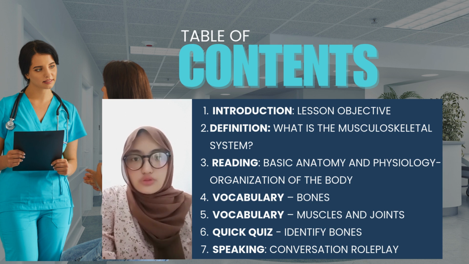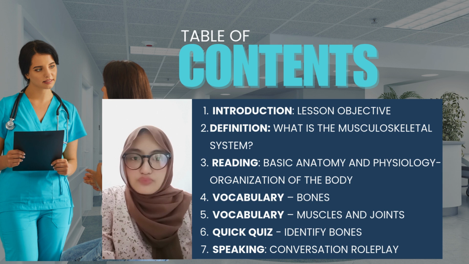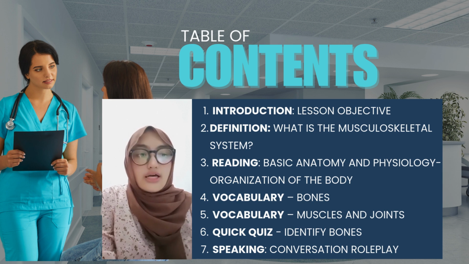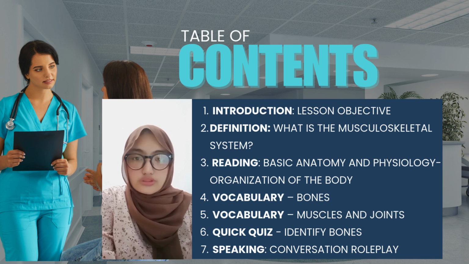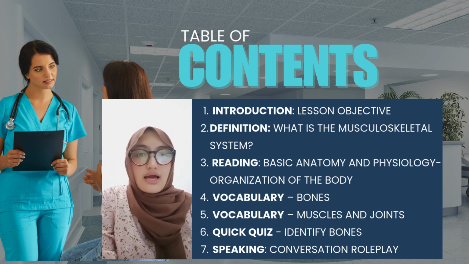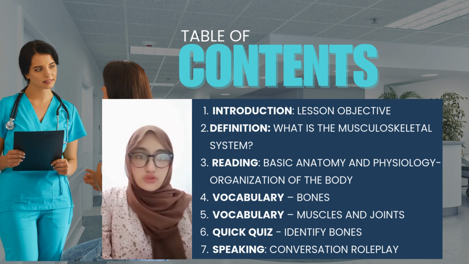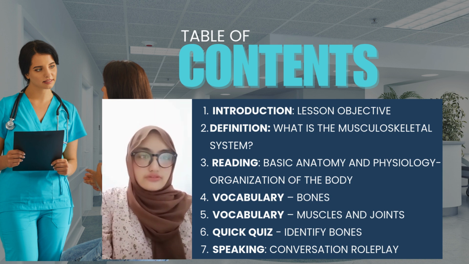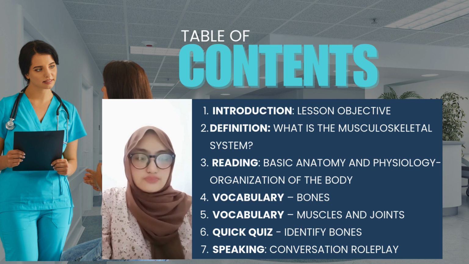And as a student, you will find certain terms, and probably will try to find out the meaning first, and then I will show it to you. And the next will be vocabulary, and I divide it into two here. There's a vocabulary for bones, and a vocabulary for muscles and joints. And of course, the next activity will be a quick quiz. In the quiz, you're going to have a simple quiz. It's just six numbers, and the quiz is about identifying bones.